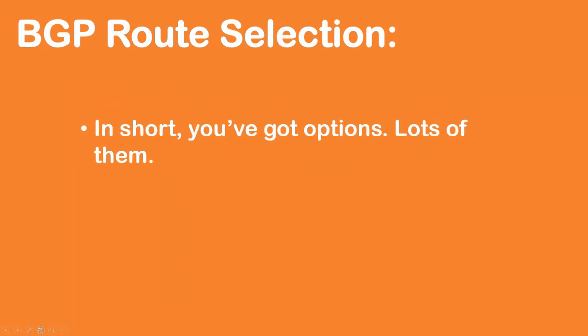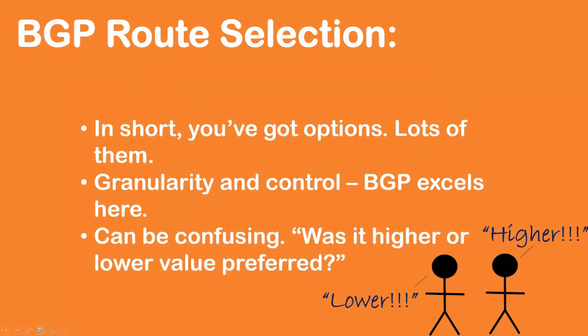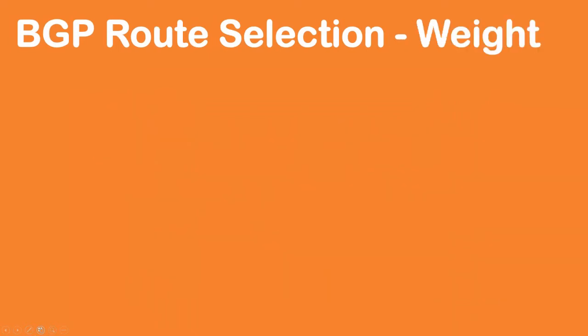In short, you've got options, and lots of them. And this is what we know about BGP, that granularity and control. So at every BGP speaker, you can implement pretty complex policy to decide not just filtering, but which path to choose. And as I'm sure you can appreciate, it can be pretty confusing where you have to memorize, or when you're trying to work out whether its local preference is higher or its metric is lower, that's the preferred value. So let's move on and focus on the most preferred factor. So this is step one in those route selection lists.